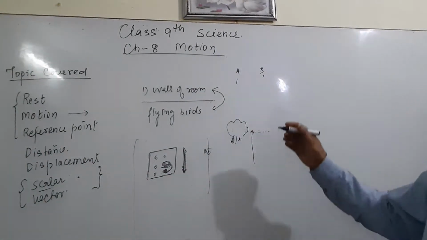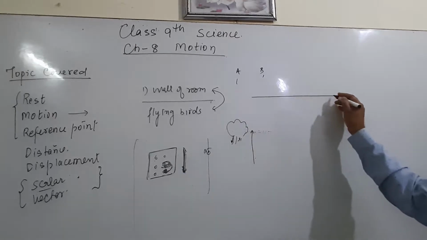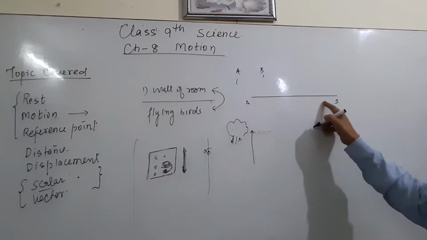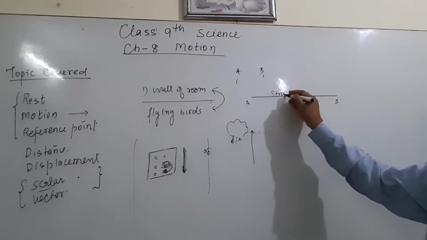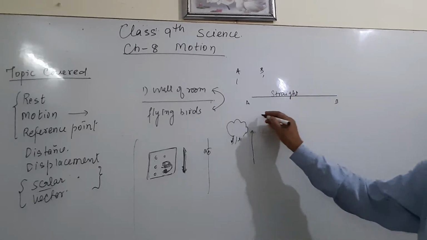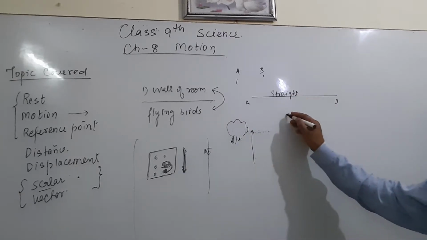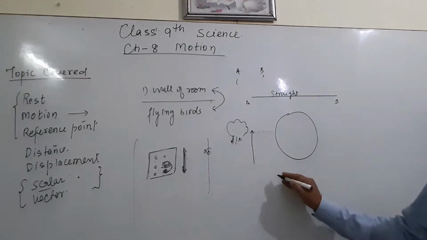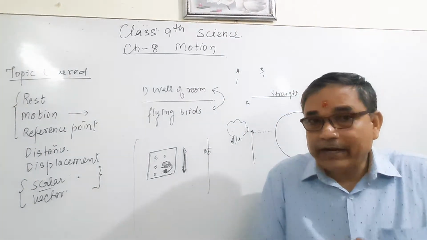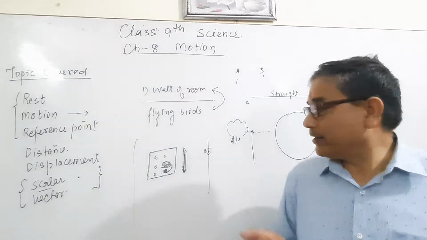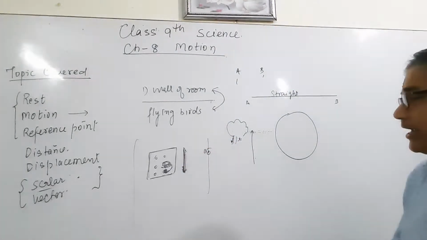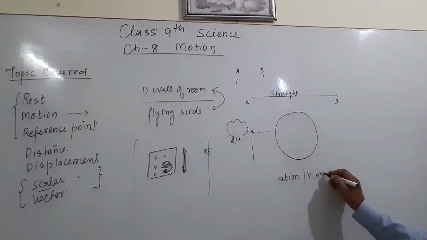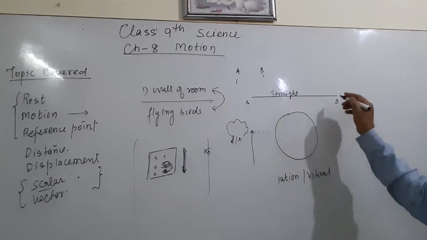Now, first we will study the simple motion. Simple motion means from A to B, when an object moves in a straight line. This is the simple type of motion. Second, what can you tell me? Motion in a circular path. And another is when an object rotates. You know rotation; you have to explain it. Rotation and vibration. These are all types of motion.